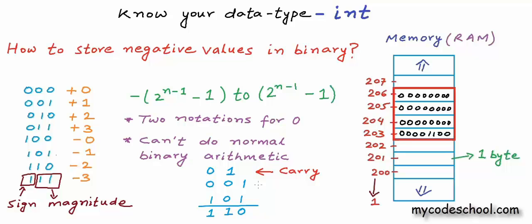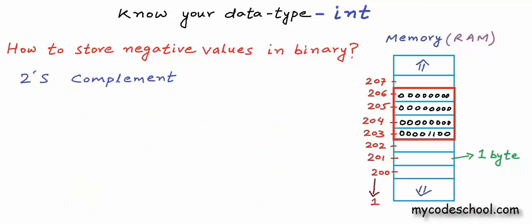But see that 001 in this encoding system is plus 1 and 101 is minus 1, but the sum here is not 0, it's minus 2. So clearly normal binary arithmetic is not working. It was difficult to design circuits for arithmetic operations with this encoding mechanism. So machines use another encoding mechanism, and it's called 2's complement system.